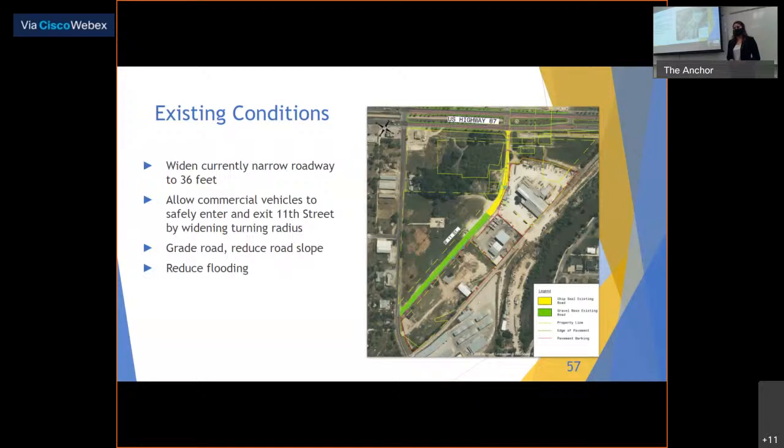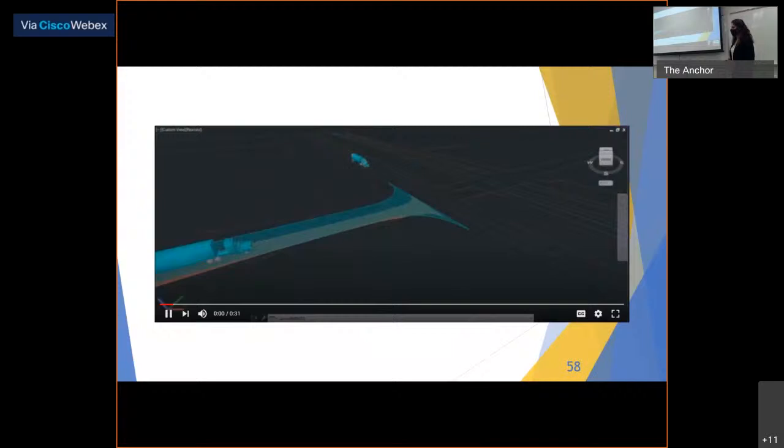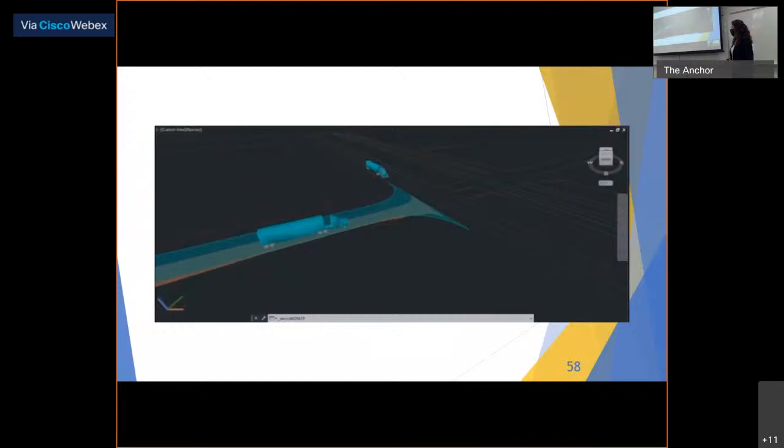Here's a quick clip of the existing roadway and then the new roadway on top of the existing roadway showing the widening of the road and the widening of the radius, which is widened to 56 feet. As you can see, two heavy commercial vehicles are able to safely make the turn onto and off of 11th Street roadway.